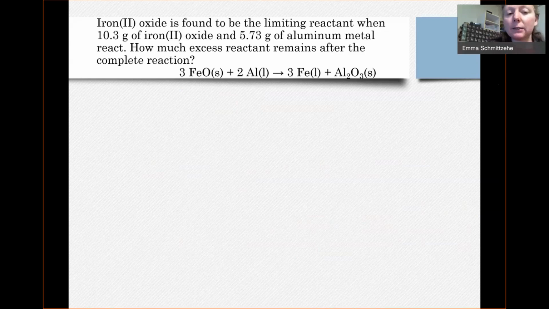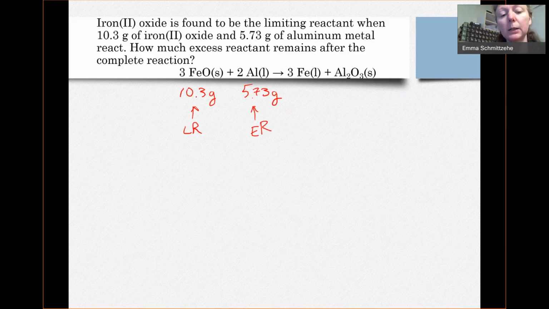So again, I'm just going to list the information we have. We know that we have 10.3 grams of iron 2 oxide, 5.73 grams of aluminum to start with, and we say that the iron 2 oxide is found to be the limiting reactant. So this is the limiting reactant. You're told that. Now, if you weren't told that, you should be able to determine that by doing some calculations, okay? And then that means the aluminum must be your excess reactant, right? It's got to be in excess if the other one runs out.